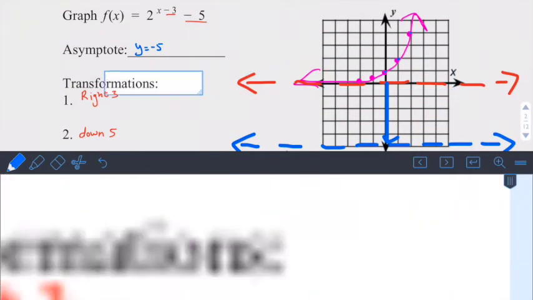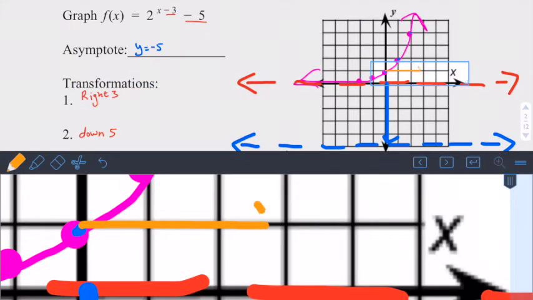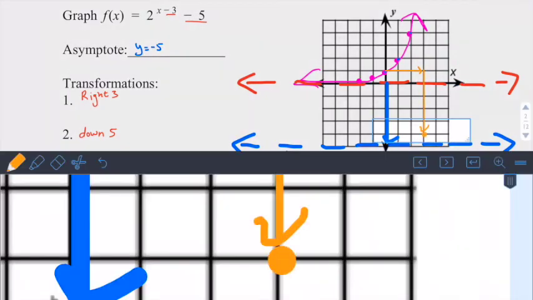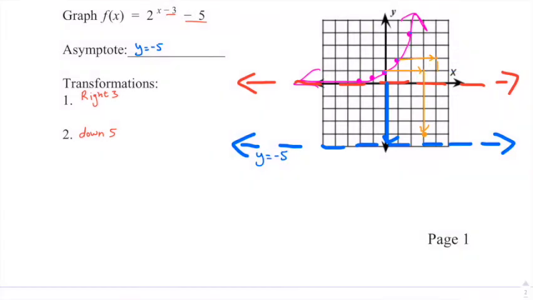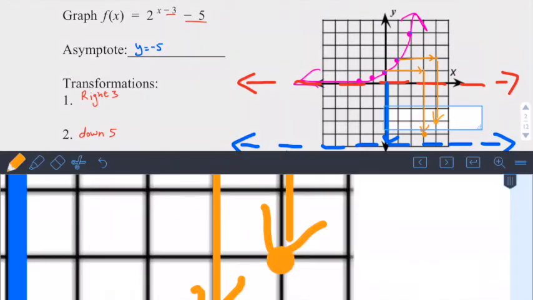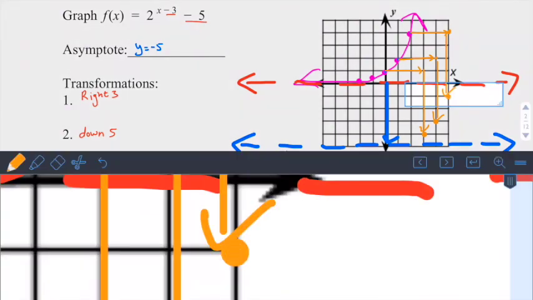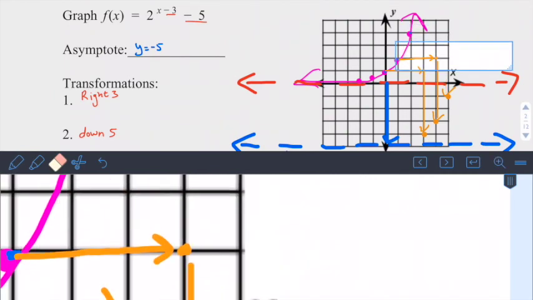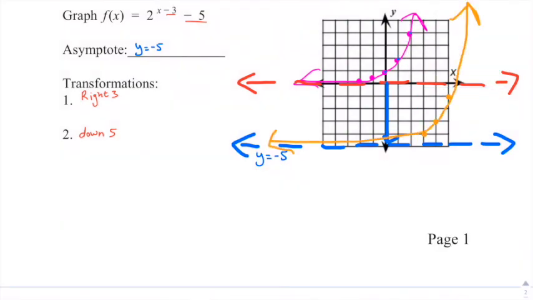We got to move them right 3, down 5. Right 3, down 5. And this point, right 3, down 5. And then this point, right 3, down 5. And now I'm just going to get rid of all my extra stuff and draw my new graph. And there we go.